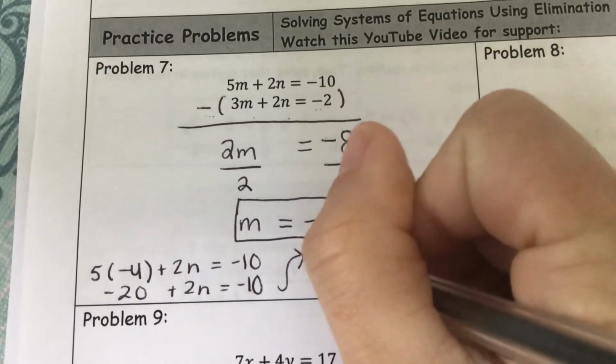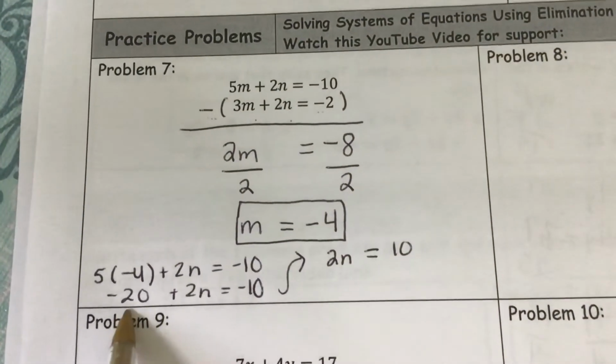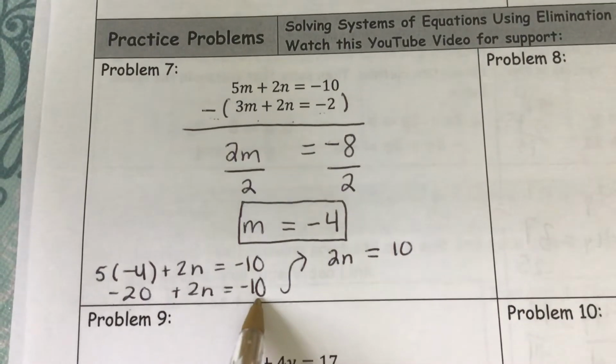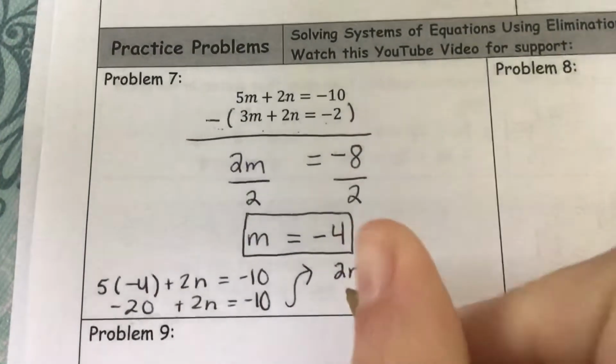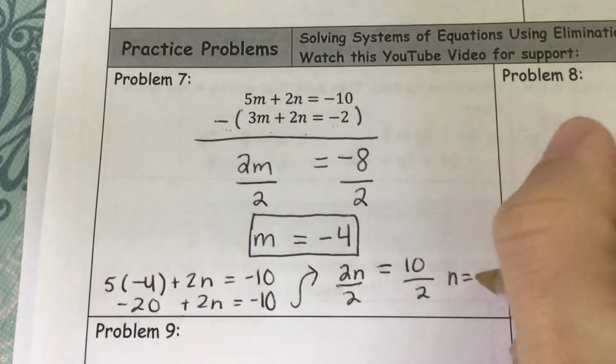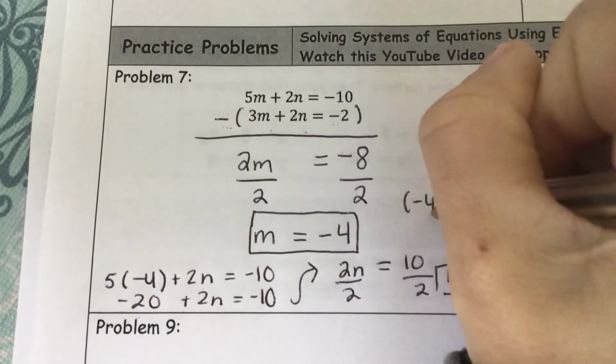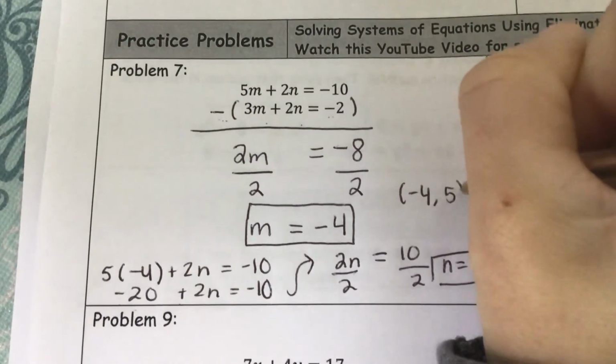So I end up getting 2n equals positive 10 because I'm going to move negative 20 over to the other side, and when I do that, I get positive 10. Then I divide both sides by 2. n equals 5. So that means the point of intersection is negative 4, 5.